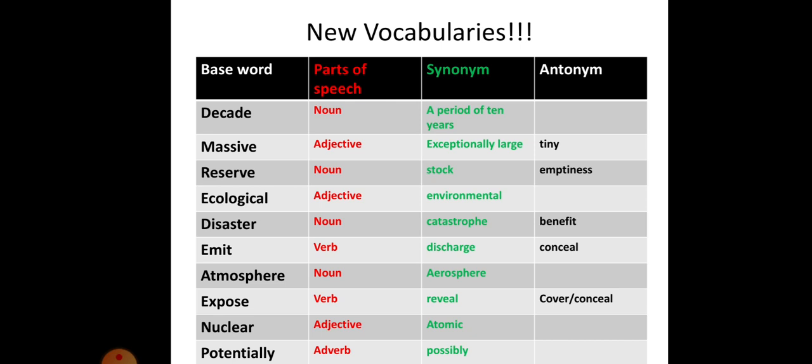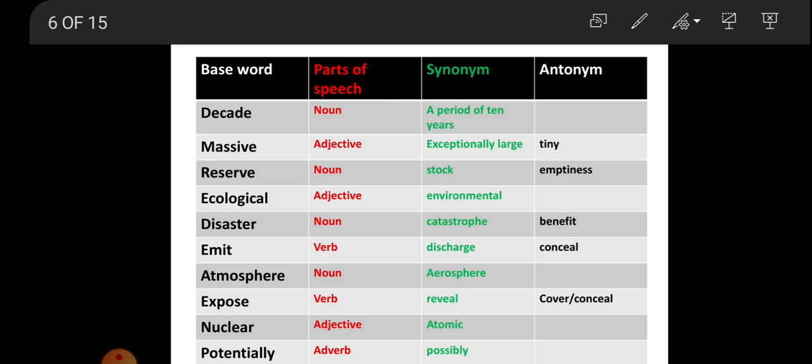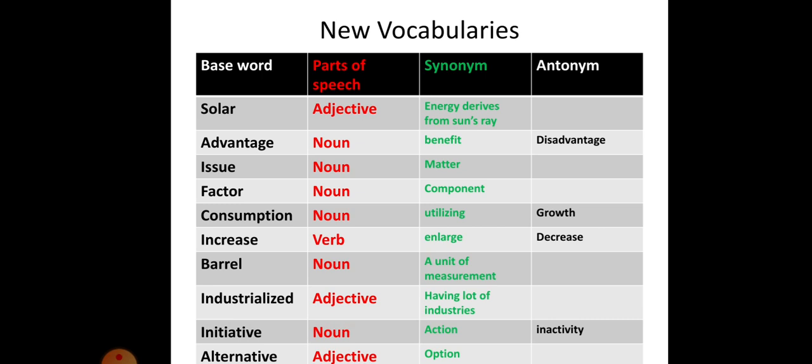Next one is emit, it's a verb, discharge. Atmosphere, that is aerosphere. Expose, next one is reveal, and antonym is cover. Nuclear, it's an adjective, it relates to the atomic. Potential, the possibility. And on the last page, we have solar, that's an adjective, energy derived from the sun.